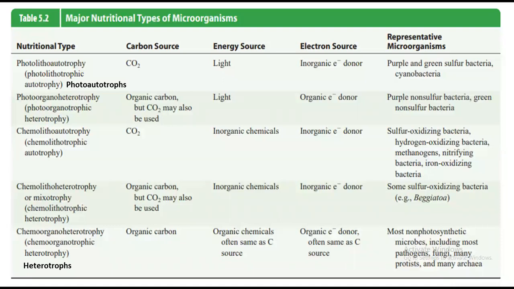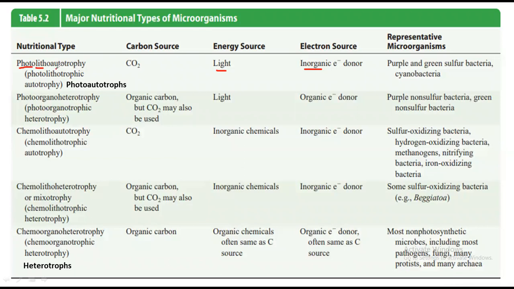Now here is a special table in which the microorganisms are divided into 5 categories on the basis of their carbon source, energy source, and electron source. Just look here. The first one is the photoautotrophs. This means that they are using light as their energy source. Now here comes the litho. Litho means, as I told you in the previous table, that they are using inorganic molecules as their electron source.